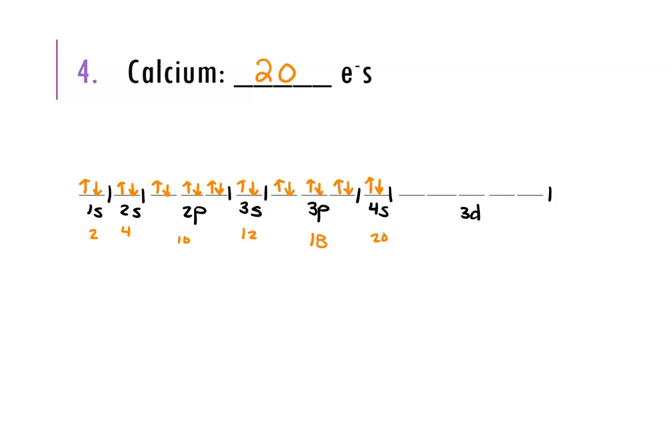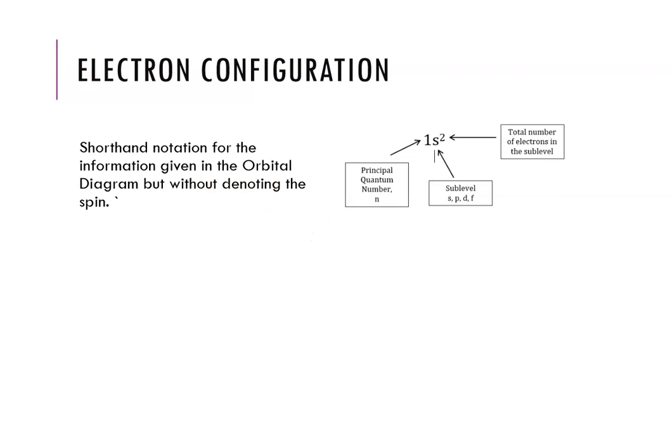Okay, so this is the orbital diagram. This is how we draw our electrons and we show their exact locations. This becomes very tedious when we have elements that have a lot of electrons. So instead of doing this for every single element, we do electron configuration. So the electron configuration, we start with our energy level, and then we put our sublevel. So this is just like what we did for the orbital diagram, but instead of drawing arrows, we write the total number of electrons that are in that sublevel as an exponent.